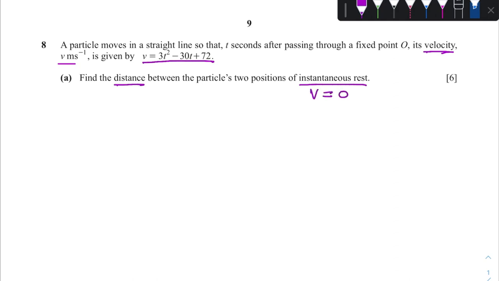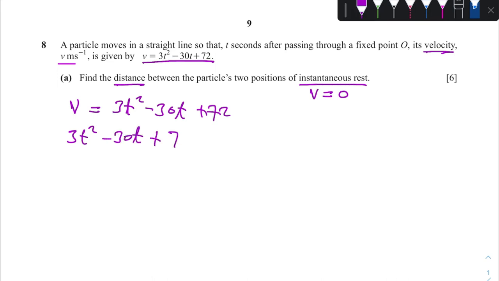If the particle is at rest, it means that it is not speeding anymore. It has just stopped speeding, basically. So V is zero. All right, so if V is zero, this is the velocity that they gave us. So we can say that 3t squared minus 30t plus 72 is equal to 0, right?